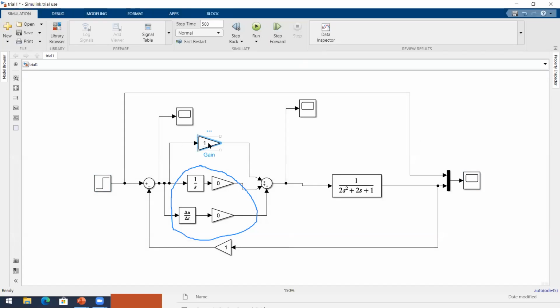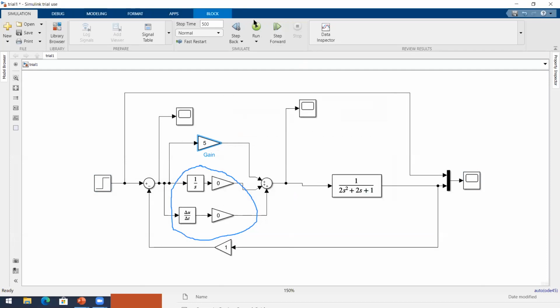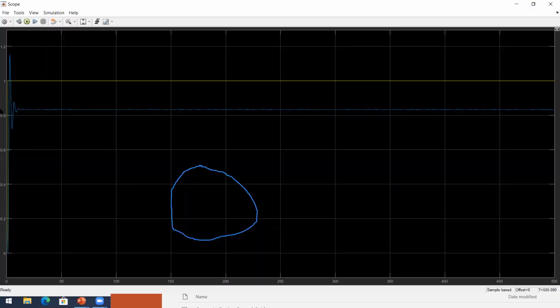This is called as gain. Now I'll increase this gain to say 5, and then apply. Run this and then look at the output. What is the value? See, there is some fluctuation over here and then there is some steady state. That means the value is not changing further. So what is the value here? It's a little more than 0.8.